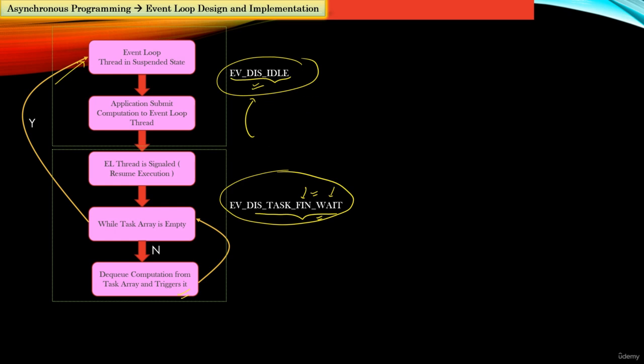So now to begin with, from the next lecture video, we are going to start the implementation of the event loop thread. Now we have understood how the event loop thread is supposed to work. We have now understood clearly the internal design and functioning of the event loop.